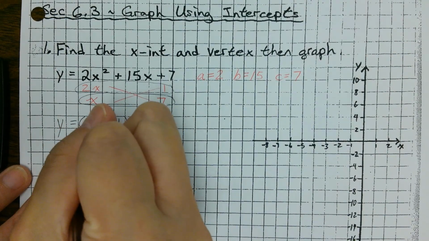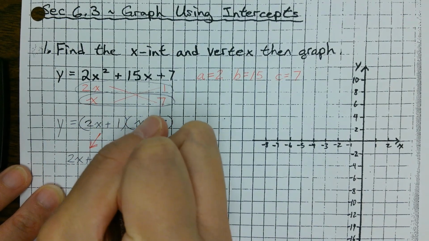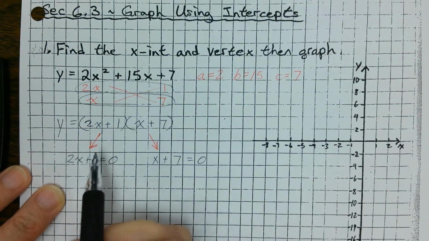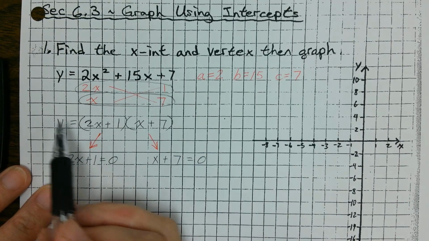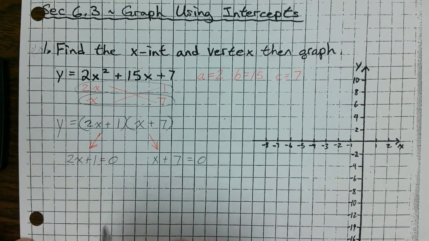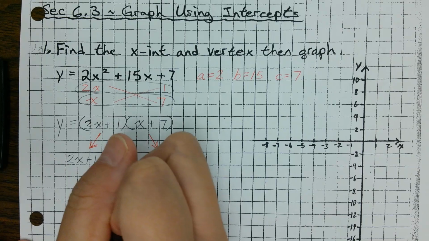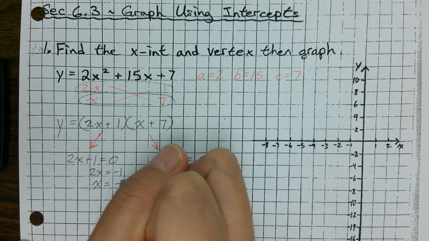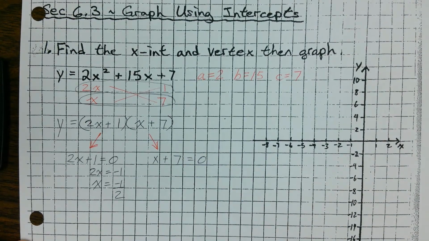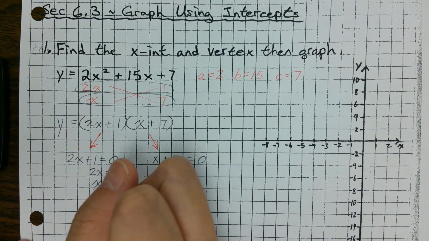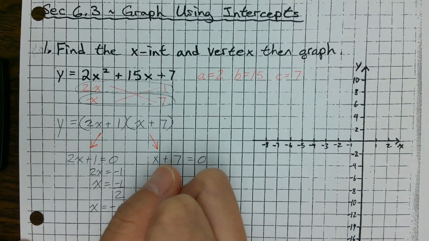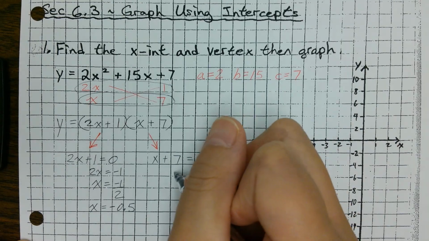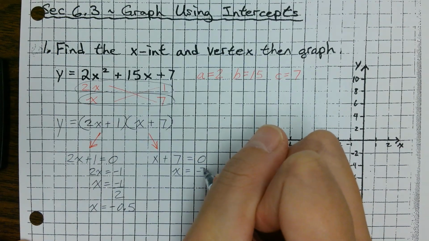x-intercepts. Okay. Why we're doing this is because to find the x-intercept, we let y be 0. Okay, so when y is 0, that means we can set them up like this. So 2x equals -1. So x is -1 over 2. Or if you want, you can use decimals on the test, that's fine. You can do -0.5. Okay. And on this hand, you have x equals -7.